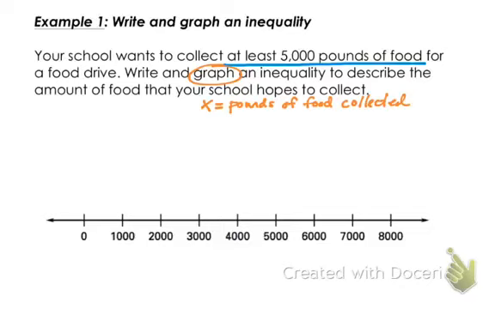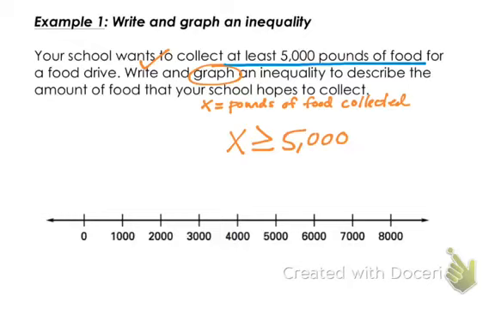Okay, so if the school wants to collect at least 5,000 pounds of food, think about it. Would we like to collect 2,000 pounds of food? No. So 2,000 is less than 5,000. Do we want to collect 4,000 pounds of food? No, because our school wants to collect at least 5,000. So we would probably be happy with 5,000. Would we be happy with 10,000 pounds of food? Absolutely. So our inequality that we'd write based on the situation, if we want to collect at least 5,000 pounds of food, well, our x is going to be greater than or equal to 5,000 pounds of food. Because that means that our solutions can be 5,000 or anything that's bigger than 5,000.